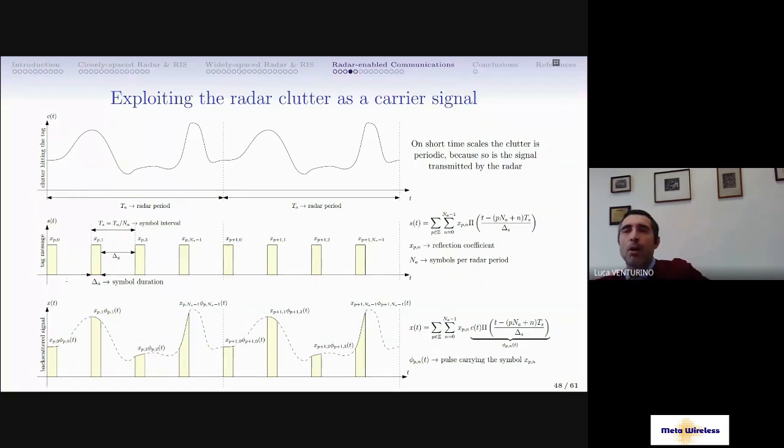So this is an example of what is going on at the tag. Let me start describing the figure at the top. This is an example of a clutter realization. I'm showing here two periods of the radar clutter hitting the tag. And as you can see, over these two periods, the clutter repeats itself. Now, as I said, the tag wants to send some data symbols. Assume that we want to send four data symbols over one radar period.